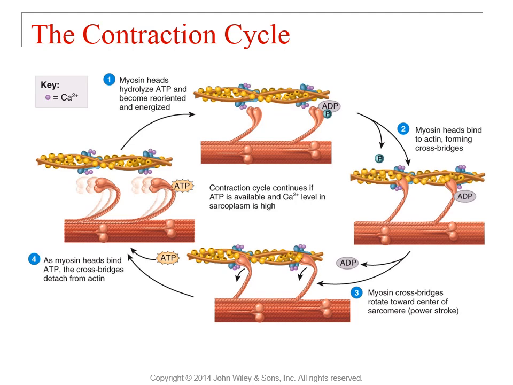That will stay there until a new ATP comes in and binds again with the myosin head. Once that ATP binds with the myosin head, it releases itself from the actin filament. So as long as there's enough calcium and enough ATP, this contraction cycle will continue. And of course, the calcium being released into the sarcoplasm is dependent on whether there's a nervous stimulation or action potential traveling from the neuron to the muscle.